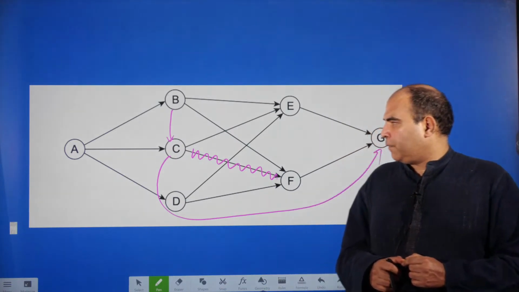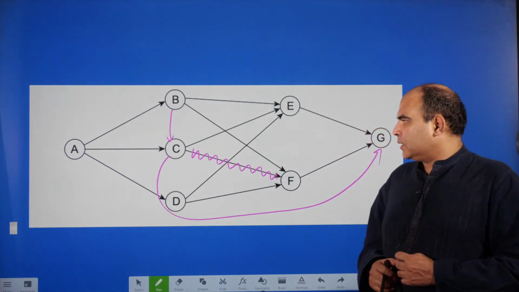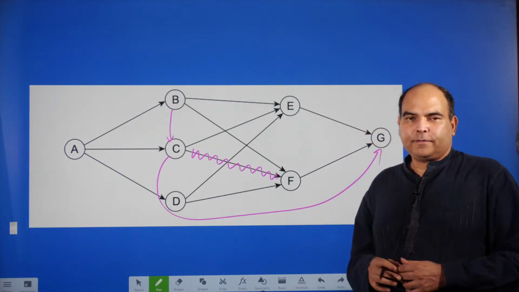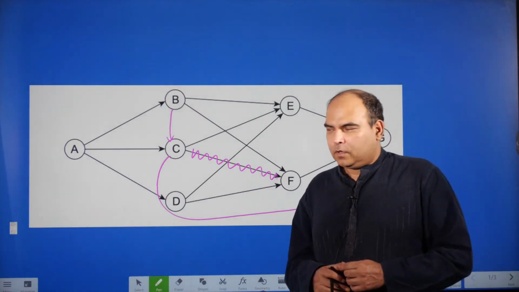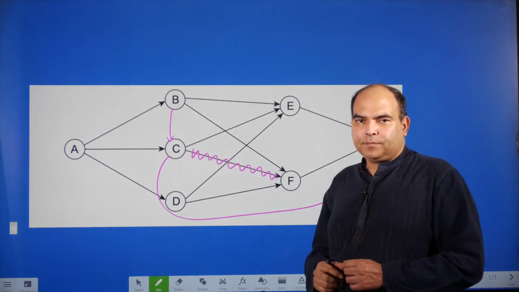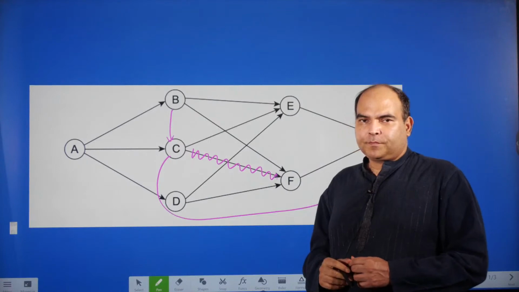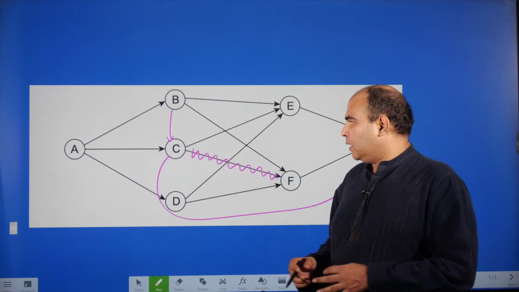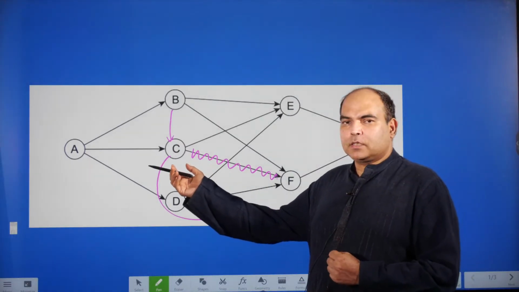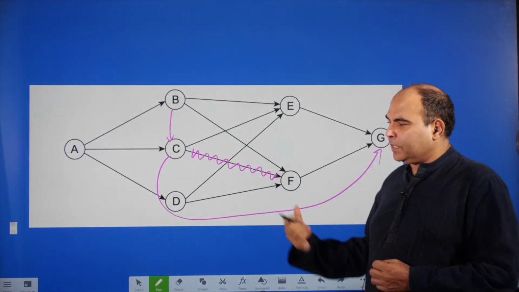So if I think about this situation, I realize that there's absolutely no symmetry here. First of all, at least in the stage 2, B is different from C, and both B and C are different from D. And not just that, C has a different angle because C is also connected directly to G, bypassing E and F.